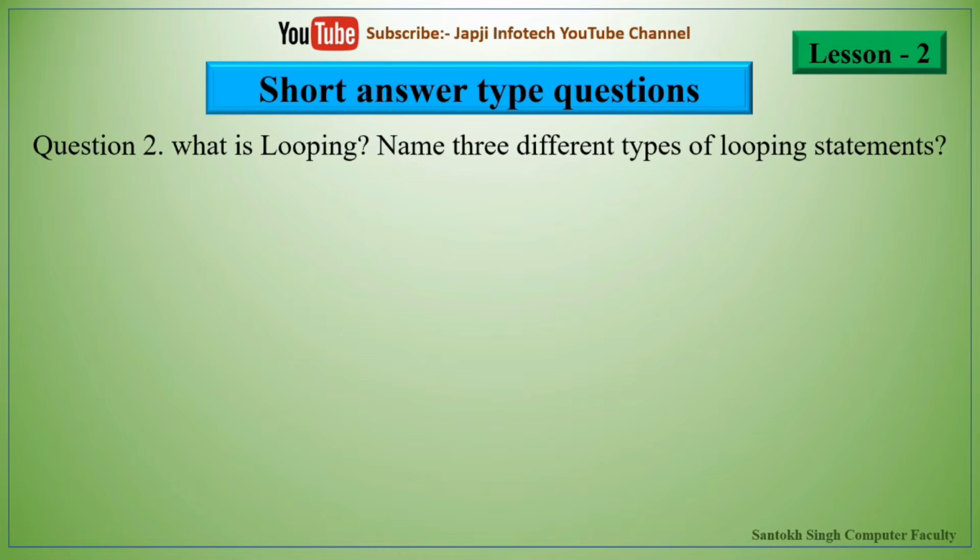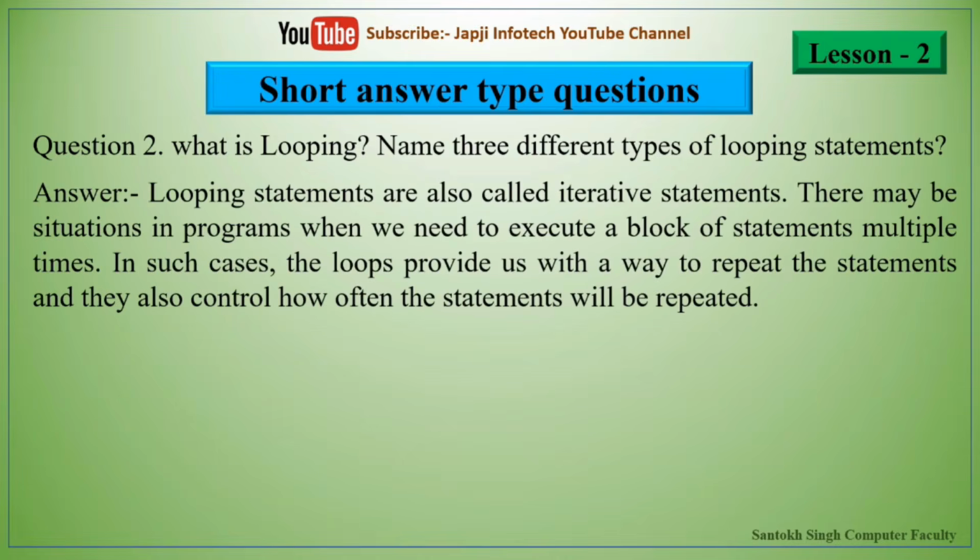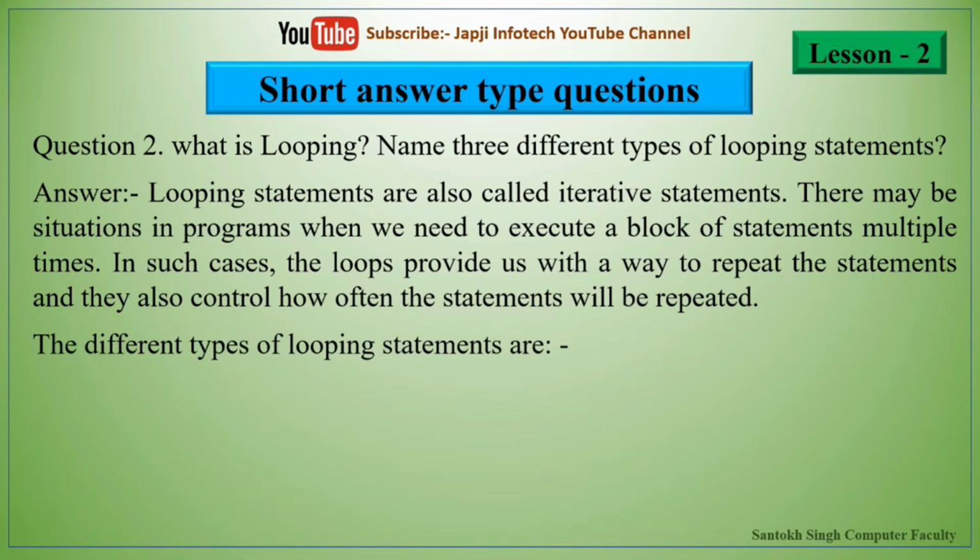And our second question is, what is looping? Name three different types of looping statement. So looping statements are also called iterative statements. There may be situations in a program when we need to execute a block of statements multiple times. In such cases, loops provide us with a way to repeat the statement, and they also control how often the statement will be repeated. The different types of looping statement are for loop, while loop and do while loop.